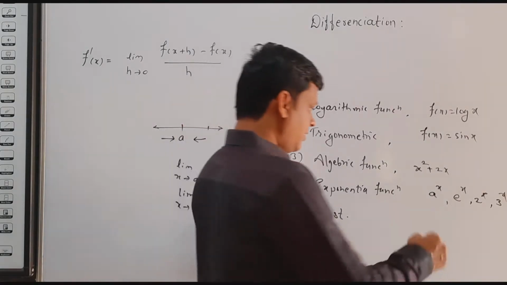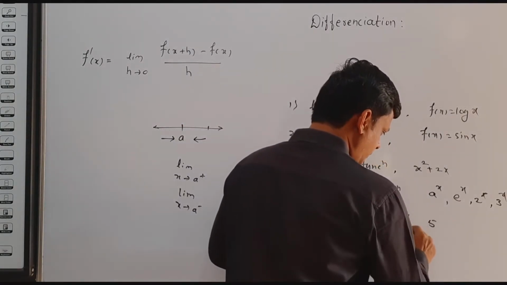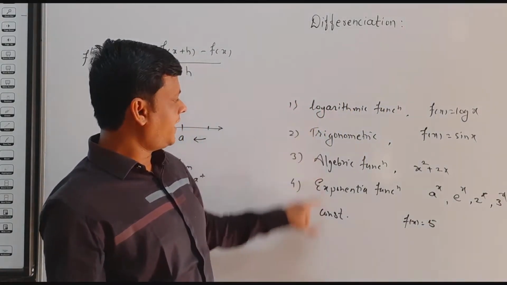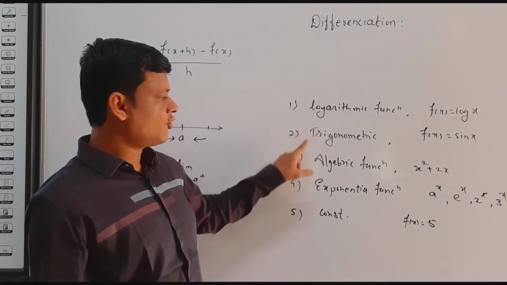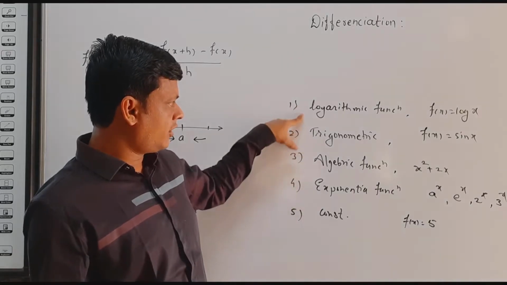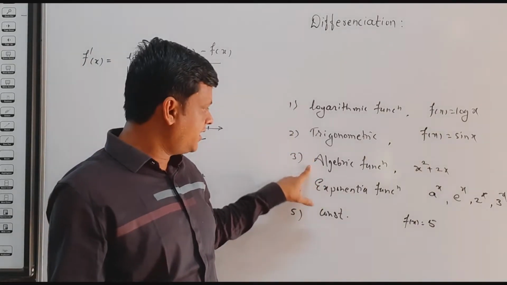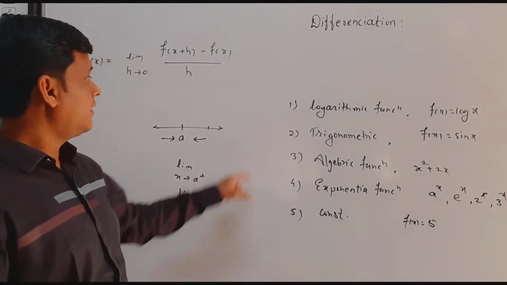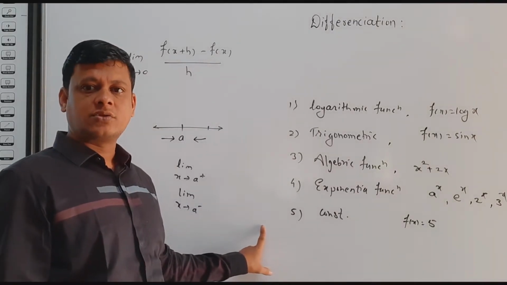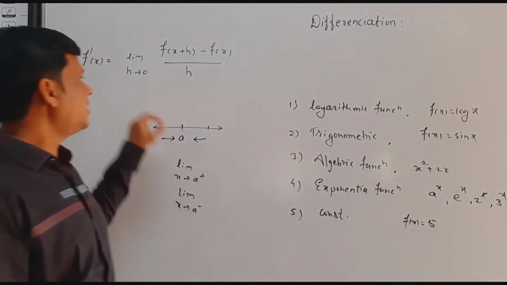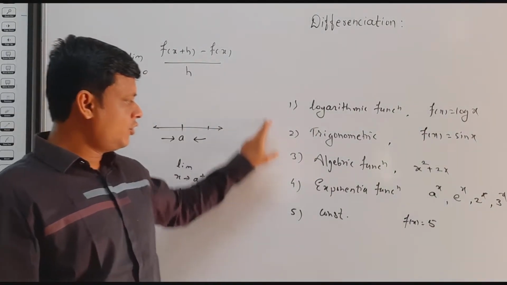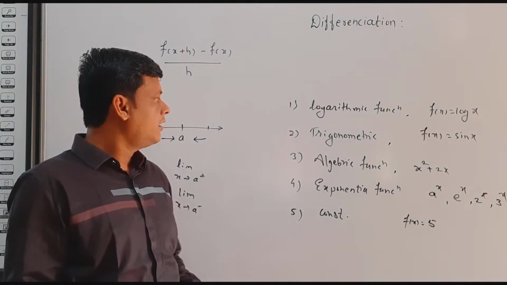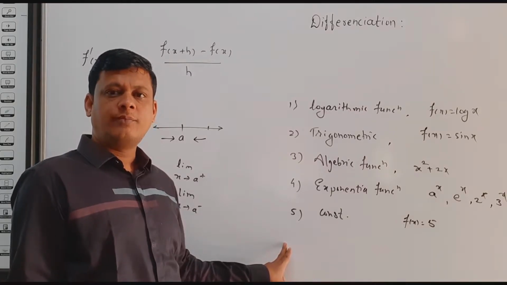Then constant function, if we consider here f of x equals to 5, this is a constant function. So while solving the problem, we have to solve the problem topic wise. So first we know what is logarithmic function, trigonometric function, algebraic function, exponential function, and constant function. So first we see the standard derivatives that we already proved using the first principle. Here we have to use all those standard functions, and from those standard functions we will form the derivative for composite functions.